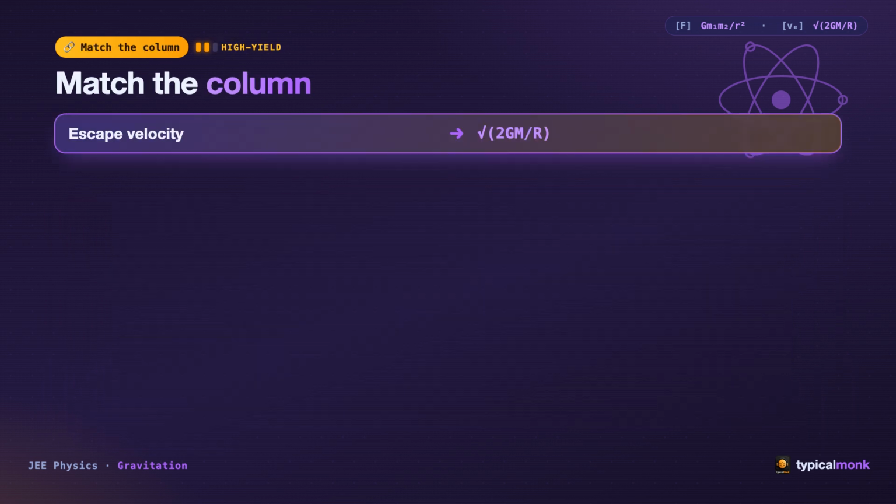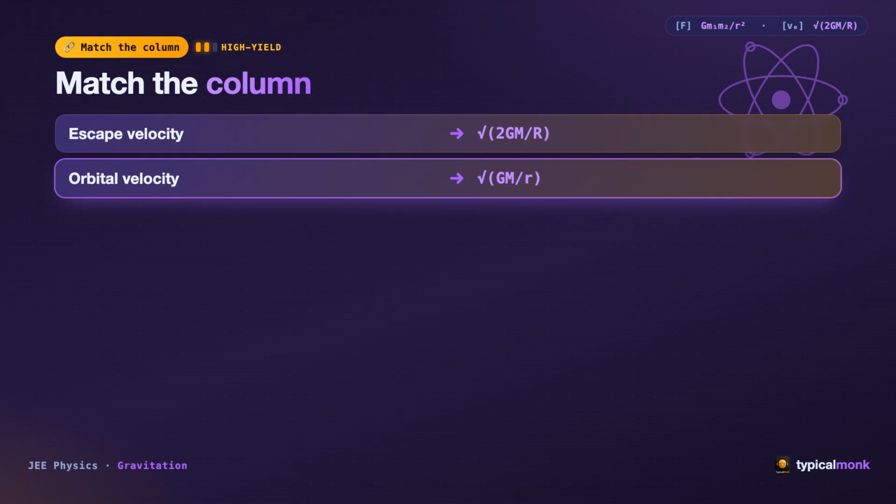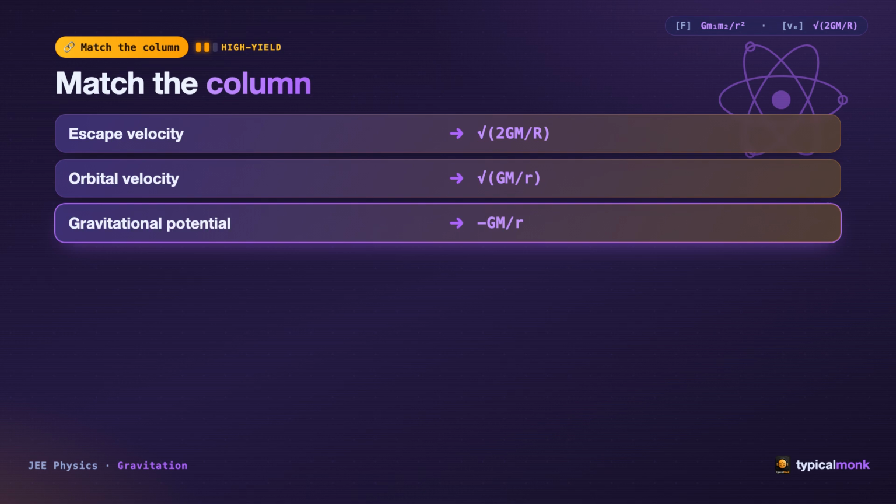A quick match now. Say each formula aloud before I reveal it. Escape velocity, root 2GM/r. The speed needed to leave forever. Orbital velocity, root GM/r. The speed needed to keep circling. Gravitational potential, minus GM/r. Work done per unit mass.